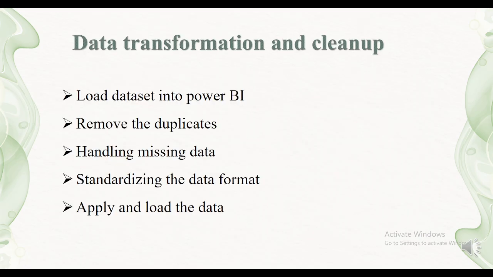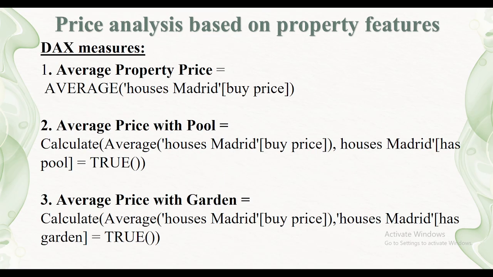The first and foremost step of any data analysis is data cleanup or transformation. First, we will import the data set into Power BI Desktop, and we will remove the duplicates and missing values and standardize the data format. Next, the first task is to analyze how the different property features like the presence of a garden, pool, and new development influence the average property price. For that, we need to compare the average property price of properties with a pool, garden, and new development with the overall average property price.